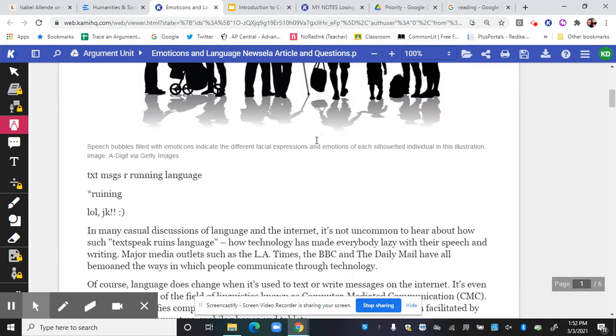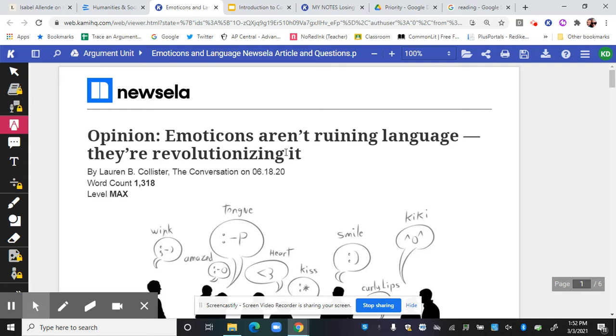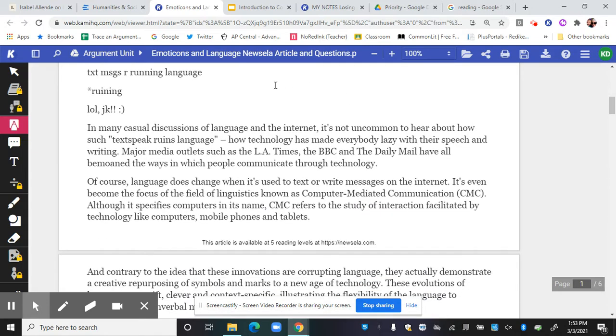Emoticons in Language, and we got the claim really in the headline here. Emoticons aren't ruining language, they're revolutionizing it. So some people noticed and pointed out that the author kind of begins with counterargument by showing us how a lot of major media outlets bemoan the ways in which people communicate through technology. They don't like what technology has done. And yet the central claim of this piece is that these things are actually strengthening language. So you can see this writer is almost starting with counterargument. That's not something I will recommend for you guys as we're learning how to write arguments, but a professional writer can do that. It's an interesting hook into a central claim.